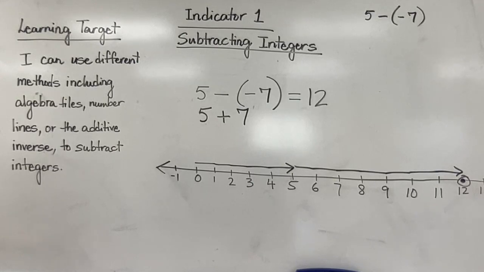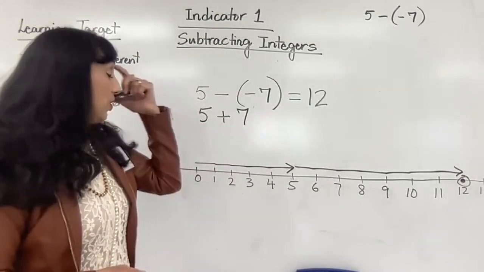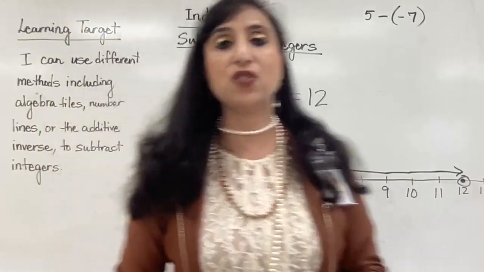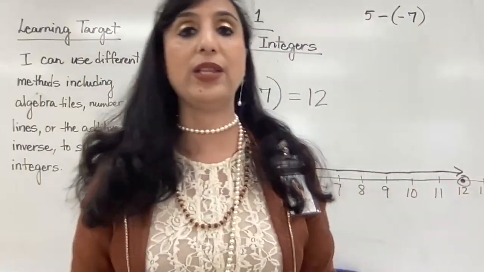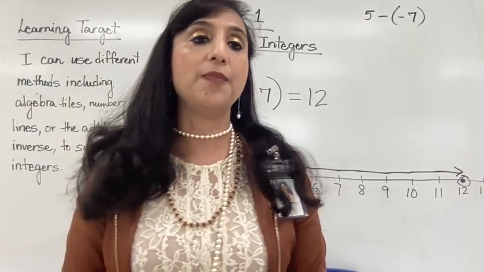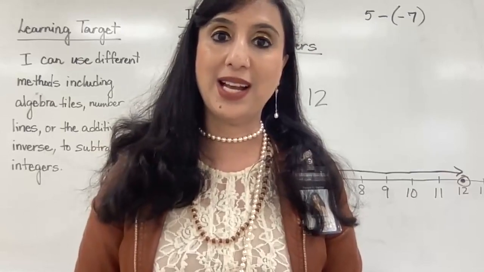Or I start at 0, move right 5 units to model the integer 5, then move right 7 units to model subtracting -7, which is the same as adding the additive inverse. So then my sum comes out to be 12. So this is what I wanted to show you. Just remember this rule: whether it's a line plot, or your algebra tiles, or you are using the additive inverse, either way you will always end up with exactly the same answer.